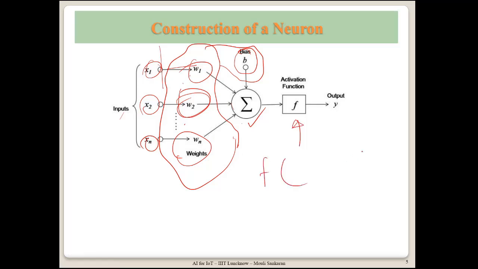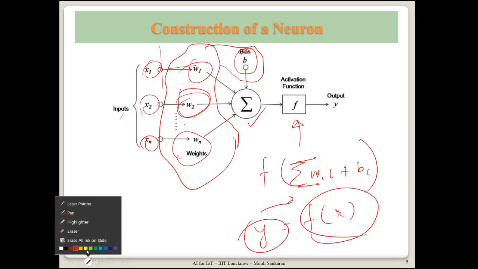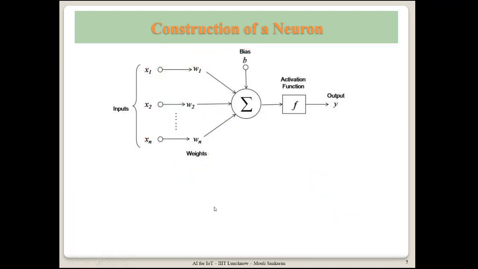The activation function works on the sum of the weighted inputs plus the bias of the particular layer. So if the activation function is f of x, the output is y. Now we decide the activation function based on some criteria, which we will mention when we are creating a layer in Keras.